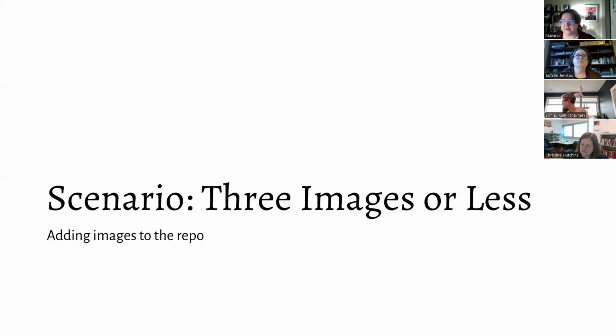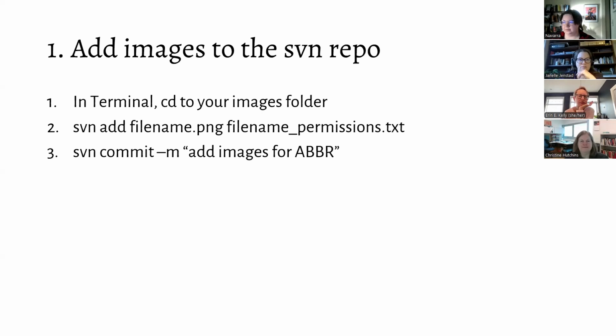So we have two scenarios now. Scenario number one is you want to add 3 images or less to your entire edition. In that case, you're going to add images to the repo. To do that, you're going to be working in terminal or your command prompt. So in terminal, cd into your images folder. Inside of your portfolio, you probably have an app, a crit, and a main folder. You can also add an images folder if you don't have one already.